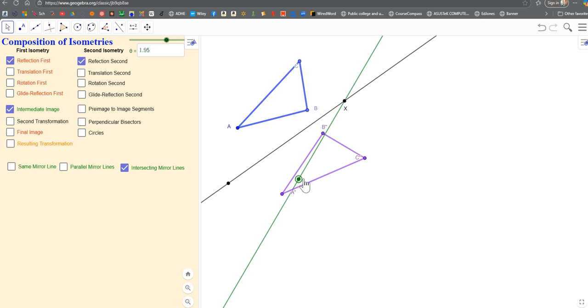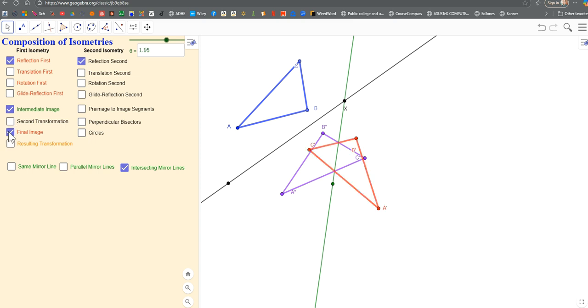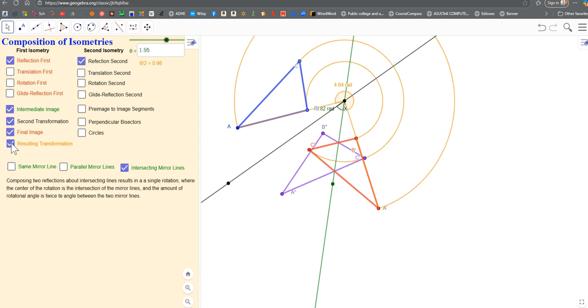So here we have two lines that intersect, and then we do the final image there. And the question then is, how does that original one relate to that one? Is it a translation, rotation? What is it? If you look, I think you can probably see that it's actually a rotation. And we can see it rotating here. I have it rotating around this way.